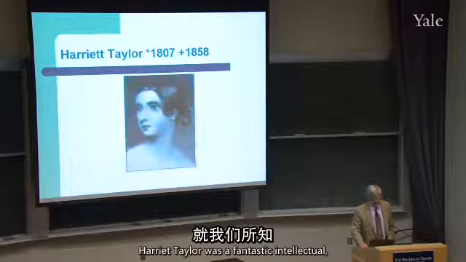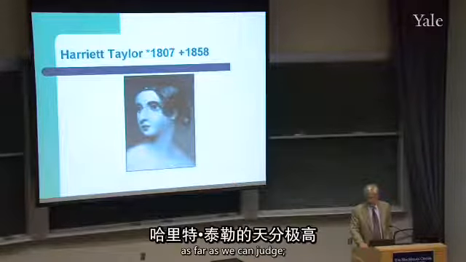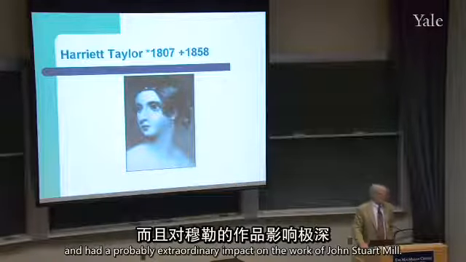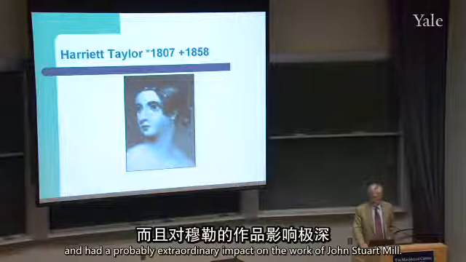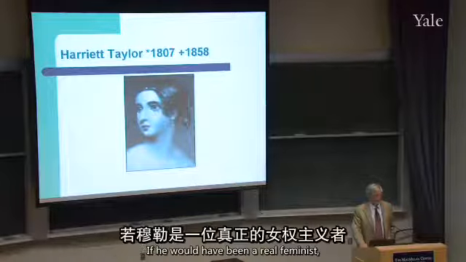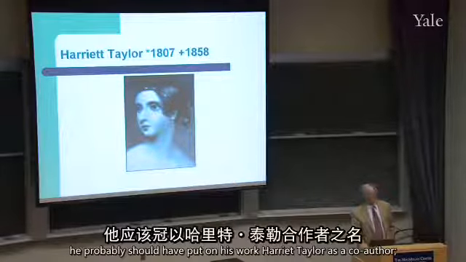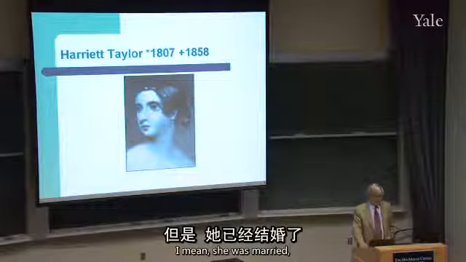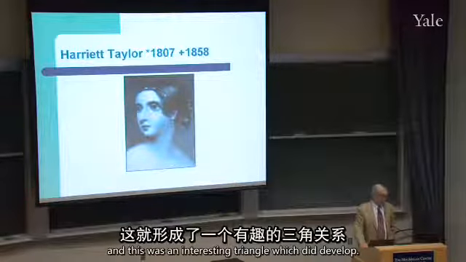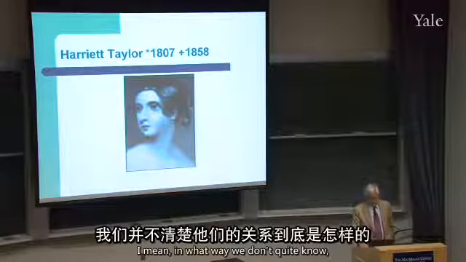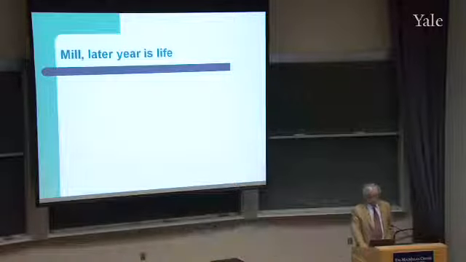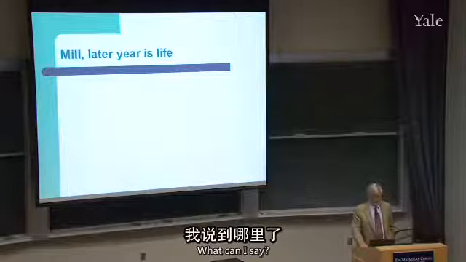Harriet Taylor was a fantastic intellectual as far as we can judge. One of the very first radical feminists, and she probably had an extraordinary impact on the work of John Stuart Mill. If he had been a real feminist, he probably should have put Harriet Taylor on his work as a co-author. She probably co-authored this work. I mean, she was married, and it was an interesting triangle which did develop. In what way, we don't quite know, but they were traveling together, the threesome. Anyway, quite interesting, what can I say?